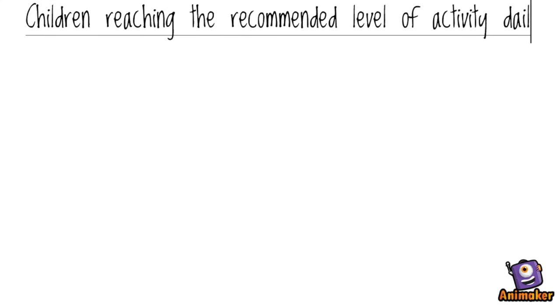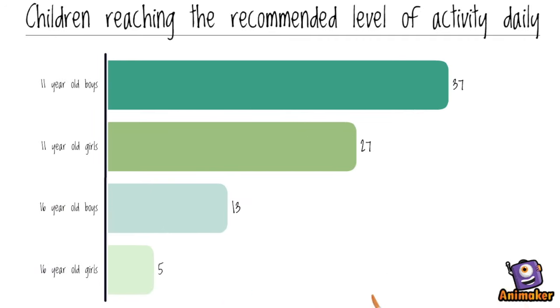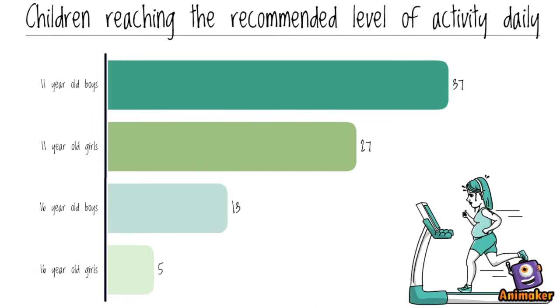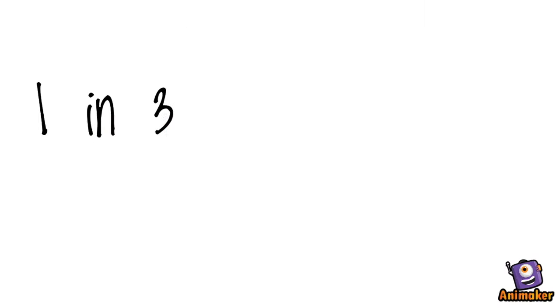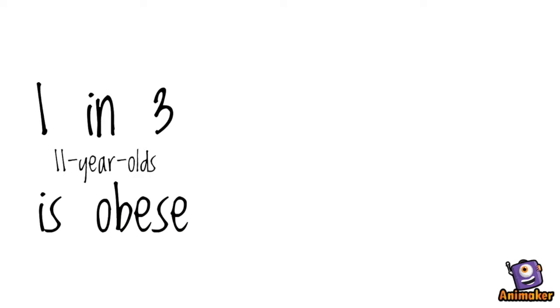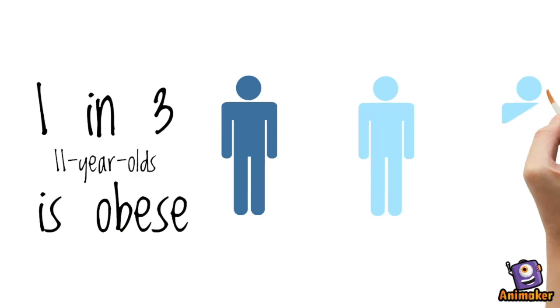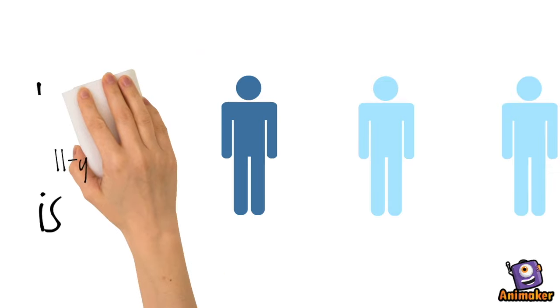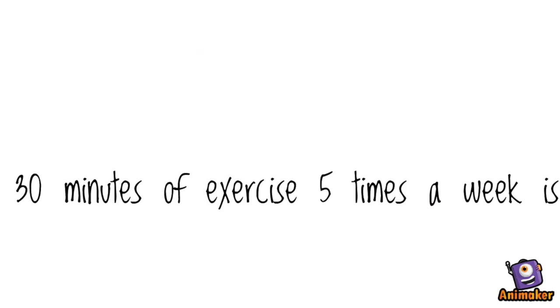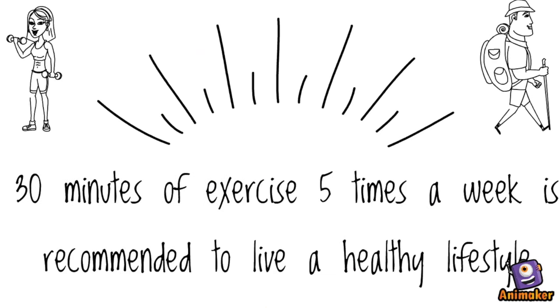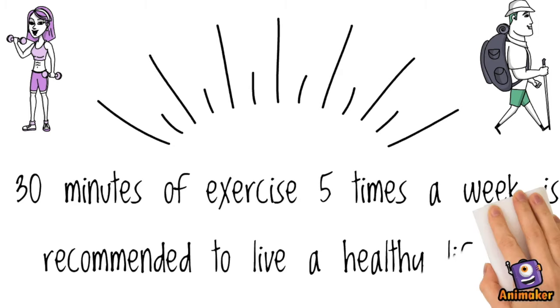On average, only 20% of children 11 through 16 years old are reaching the recommended level of daily activity. 8 to 18-year-old adolescents spend an average of 7.5 hours a day on screen time, including TVs, computers, and cell phones. The large increase in sedentary lifestyle promotes weight gain. It's recommended that children partake in 30 minutes of exercise at least 5 times a week in order to promote a healthy and balanced lifestyle.